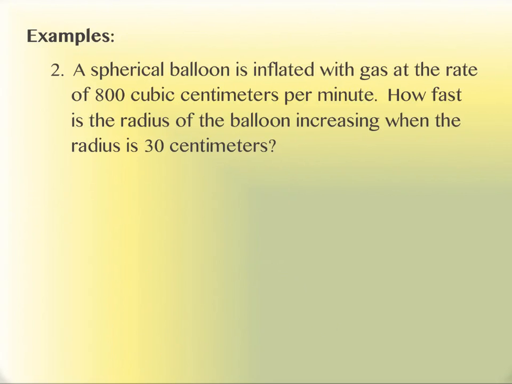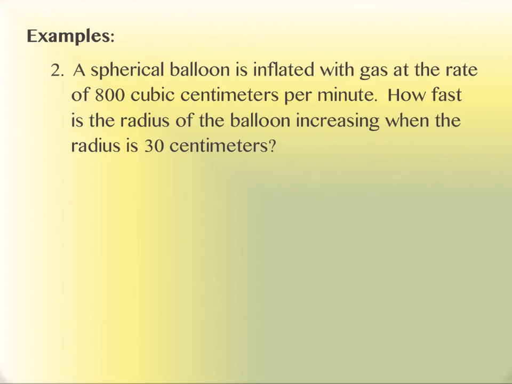Okay, let's try another one. Different picture. This is kind of like when you're doing optimization. All of the examples can have different pictures, so you're going to be using different formulas based on the picture that you're being given as a description. A spherical balloon is inflated with gas at a rate of 800 cubic centimeters per minute.